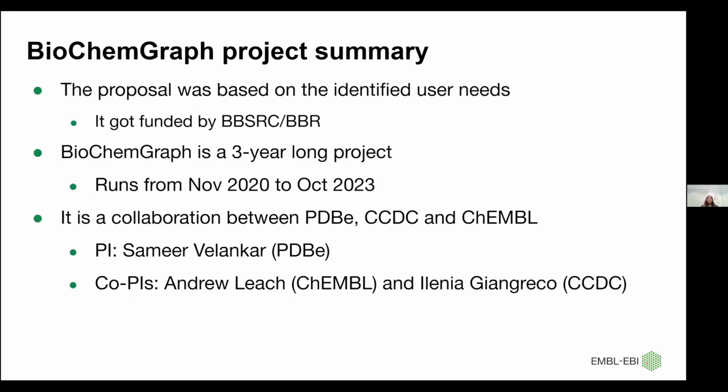So to give you a brief summary of BioChem Graph, basically this is a BBSRC funded project. It is a 3-year project which started back at the end of 2020, and it is going to go until 2023. It is a collaboration between PDBe, CCDC, and ChEMBL. From our side, the PI is Sameer Velankar, and the co-PIs are Andrew Leach from ChEMBL and Ileana Giangreco from CCDC.